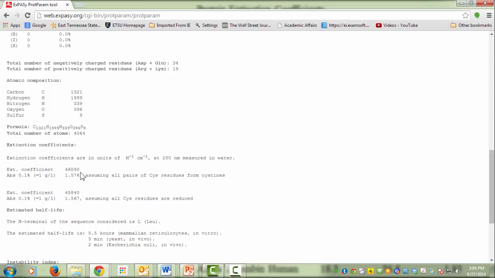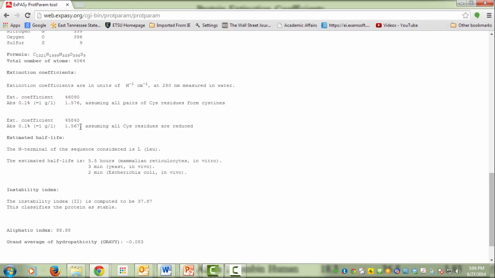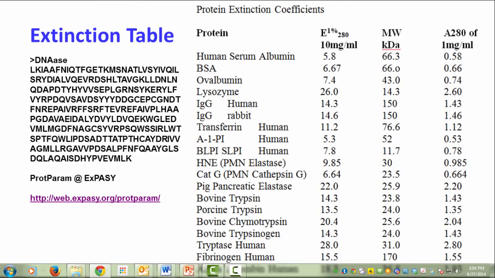You never have a 1 molar solution of a protein. So we deal with absorbance at 0.1%. That's 1 milligram per mil or 1 gram per liter, and that's 1.57. Very similar to trypsin, for example. Actually, this is DNase. This is useful information that you can use to understand your protein, what its structure and function is.